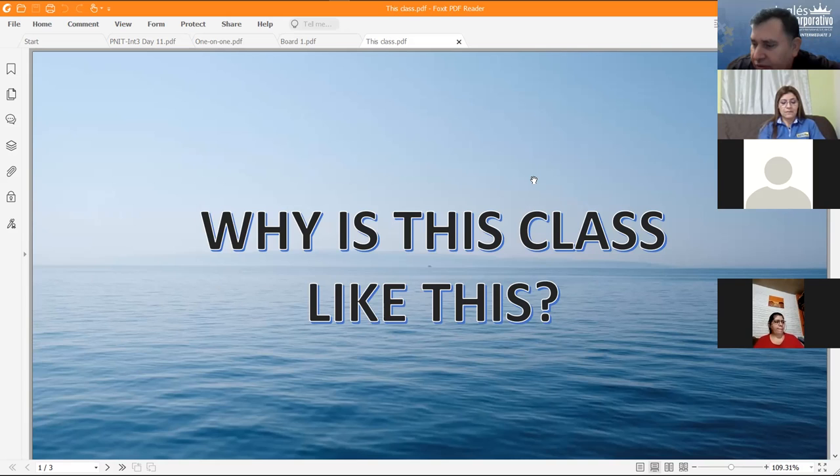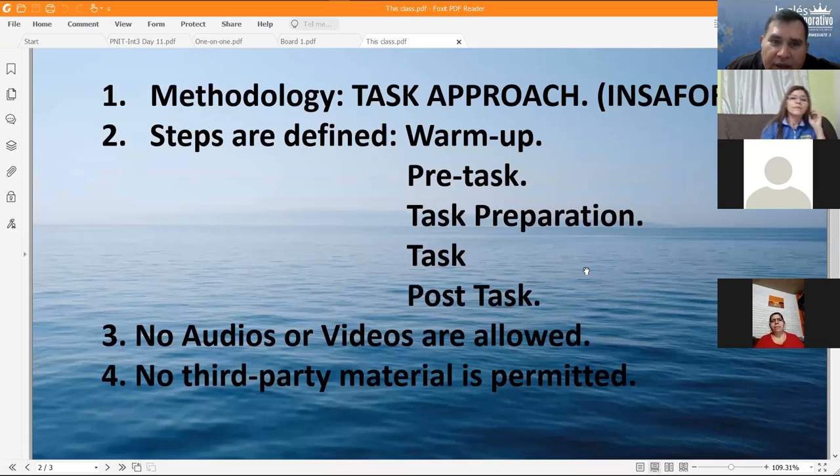Sometimes people say, do it in a different way, but check this out. This methodology is the one that INSAFORP has asked for us to use. This is the one that we call task approach. It's originally from the United States. In the United States, they use it for adult learning. They use it in public schools. And also it is evaluated with an exam that is called CASAS.